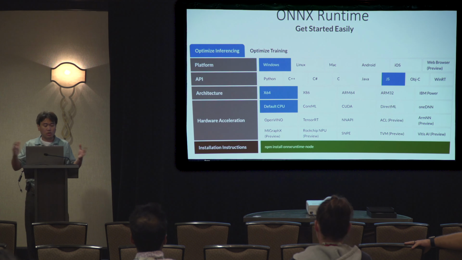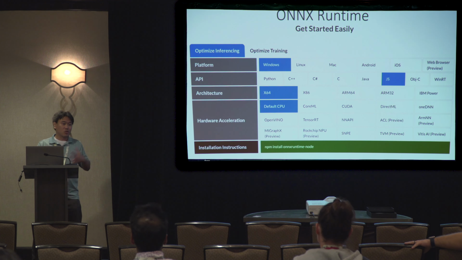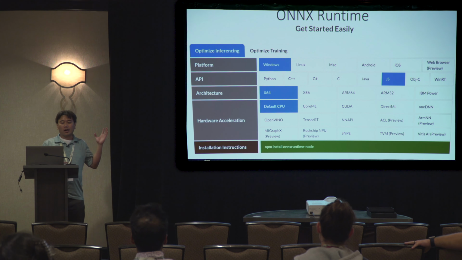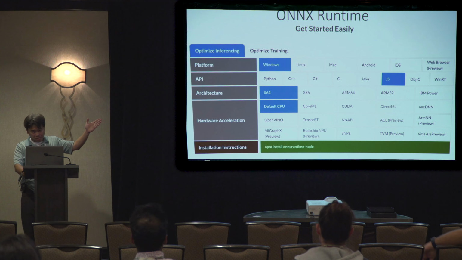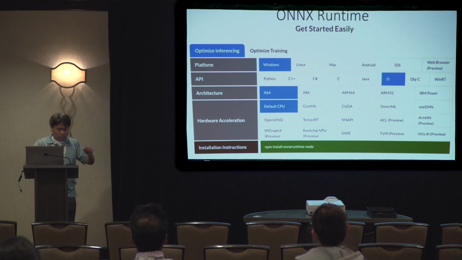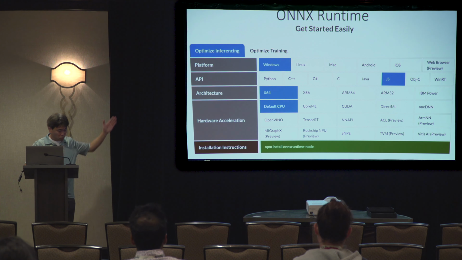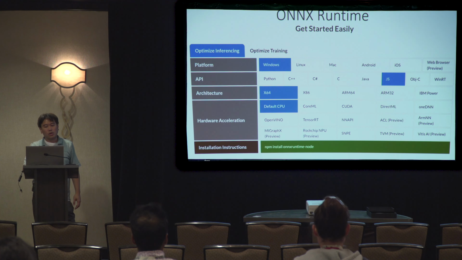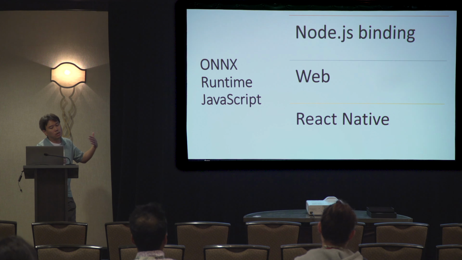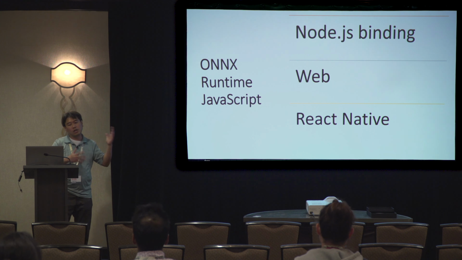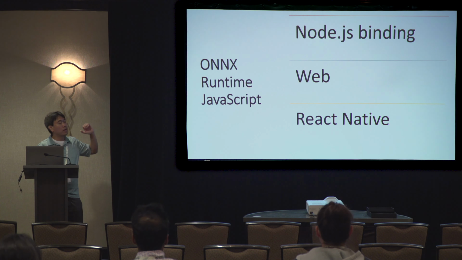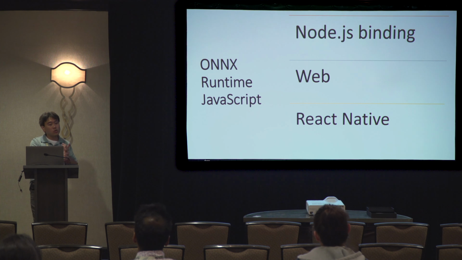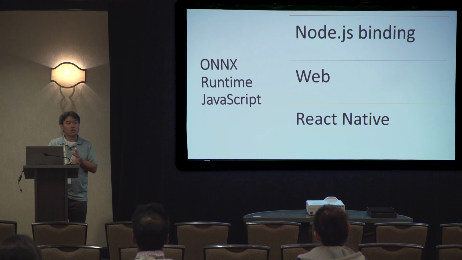Now we're going to the JavaScript side of things because we're going to do the inferencing side. We're going to try to run it on Windows. I specify the API as JavaScript, and the architecture is running it locally on the browser. To do that, we use npm install onnxruntime-node. There's ONNX Runtime JavaScript, and you can use the Node.js binding. You can also use it on the web and also in React Native.